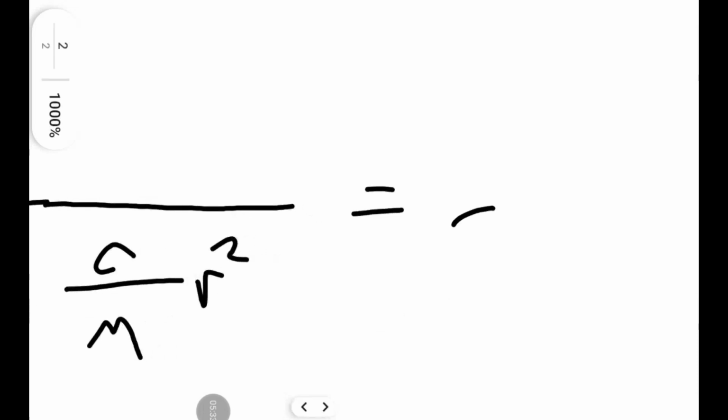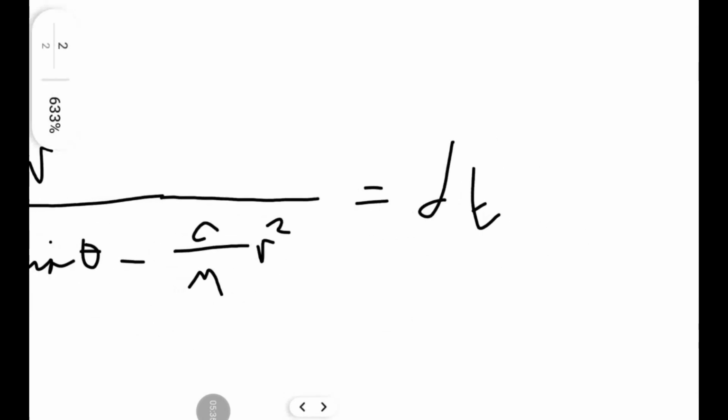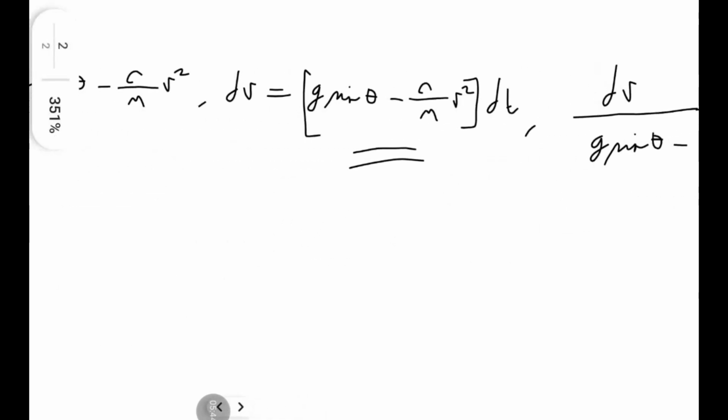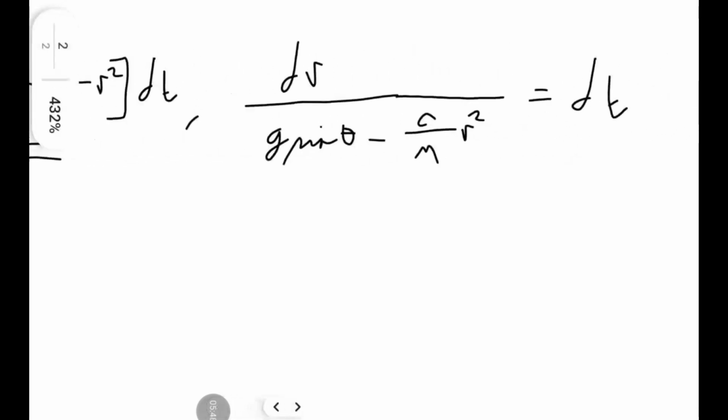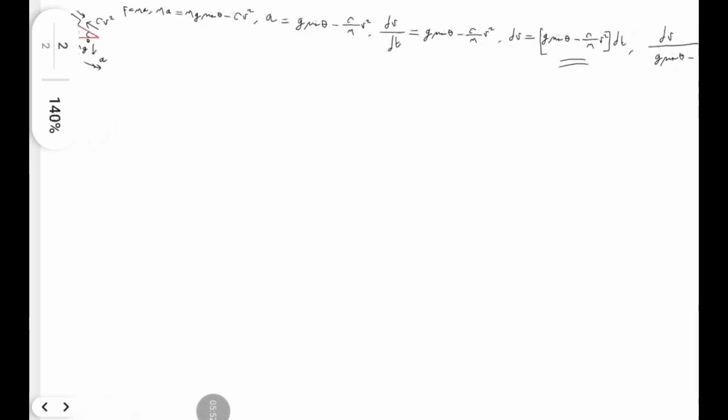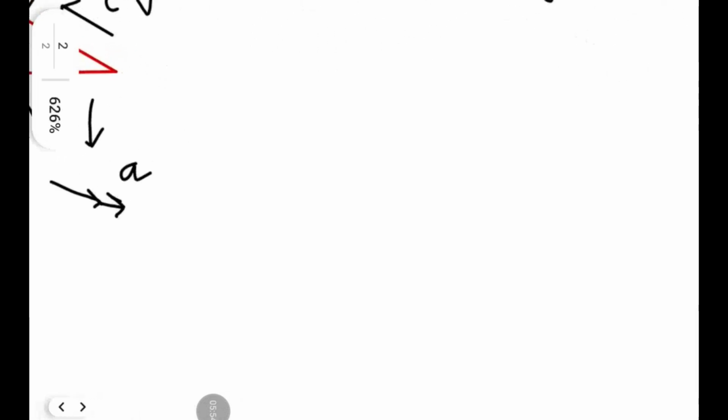Is equal to, and then dt. So you've separated the variables now. When it comes to differential equations, this is the separating the variables type. We've divided everything by g sine theta minus c over m v squared, and now I've got it into a form where we can actually integrate. So let us go below that and set up the integral.